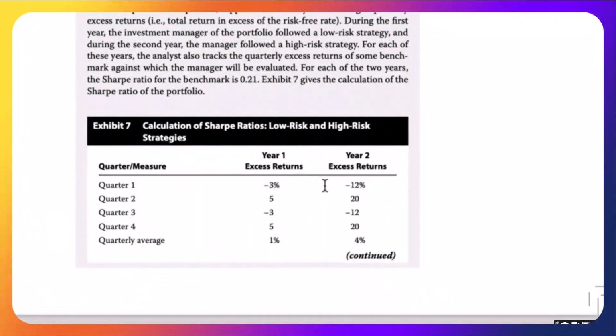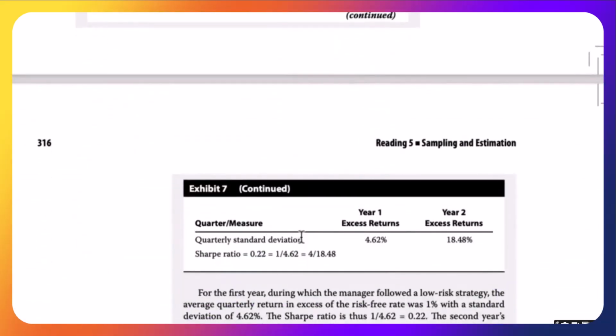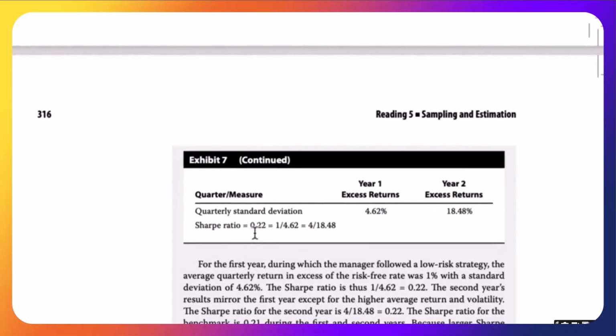So here is our data, quarter 1 through 4. We have our quarterly average, 1%, versus, and here's year 2, 4%. Let's continue on. Quarterly standard deviation, 4.62, 18.48. So Sharpe ratio is 0.22: 1 divided by 4.62 and 4 divided by 18.48. If you calculate the Sharpe ratio for year 1 and year 2, you will get 0.22, the same in each year. The benchmark was 0.21.